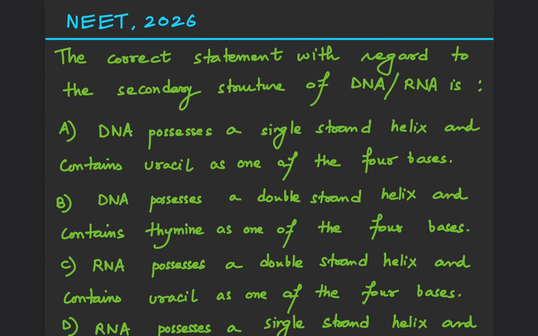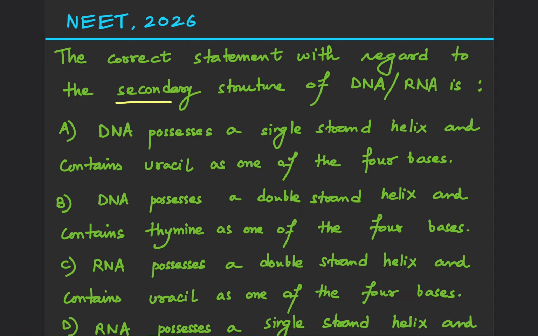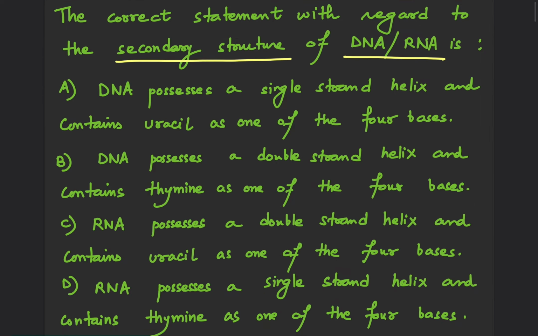Hello everyone. So this is a question from NEET 2026. The correct statement with regard to the secondary structure of DNA and RNA is... okay, important. What is the secondary structure in DNA and RNA? Option A: DNA possesses a single strand helix and contains uracil as one of the four bases. Okay, so single strand helix and uracil.